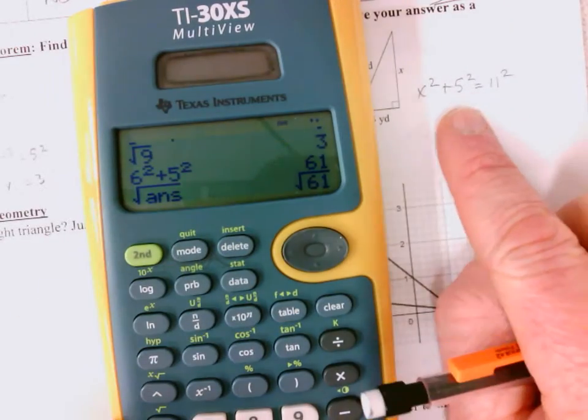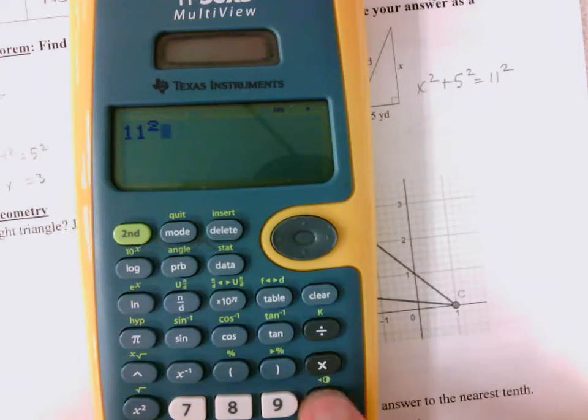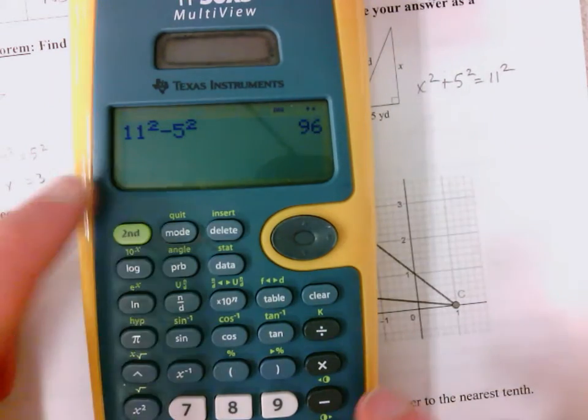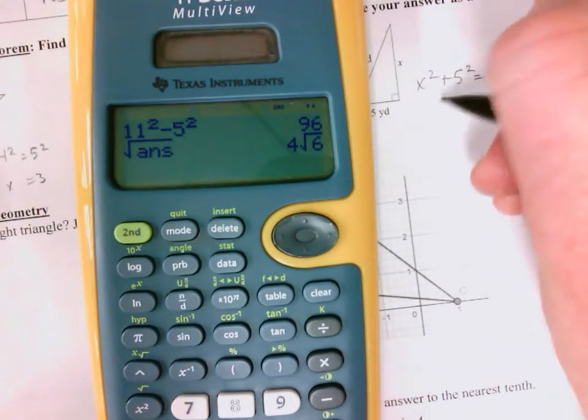So this one would be 11 squared minus 5 squared. So you can do the one step on your calculator if you want, and then do the square root of your answer for radical 6.